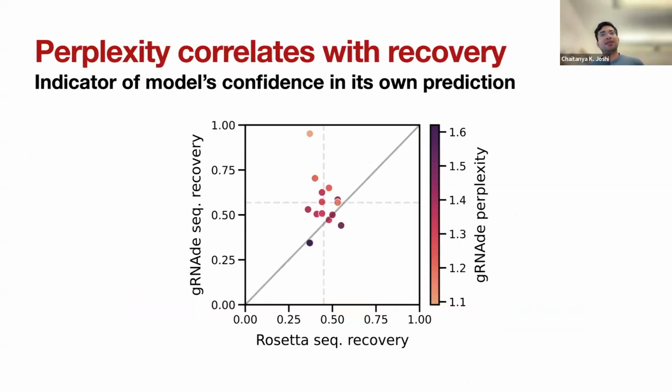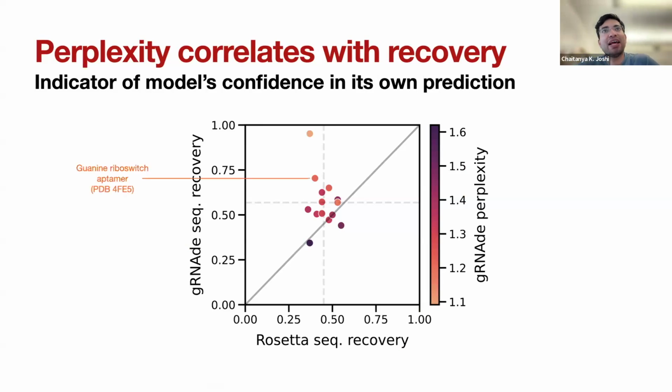Now, some of the other things I want to show is this same benchmark of 14 RNAs, and I'm plotting Rosetta versus gRNAde recovery. What we see here is perplexity. In addition to designing a sequence, you can compute the likelihood of the design using gRNAde, since it's a language model. So lower perplexity is more confidence, let's say. gRNAde feels more confident about its design. And what we are showing here is that perplexity seems somewhat correlated with recovery of sequence.